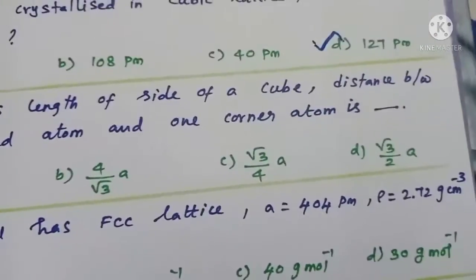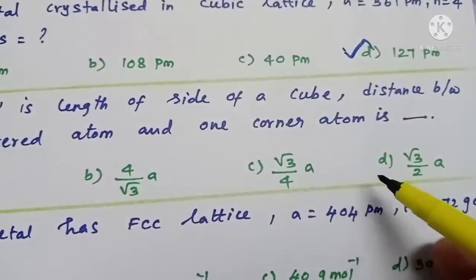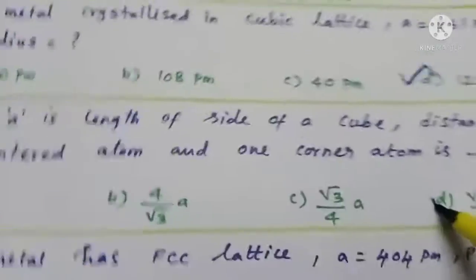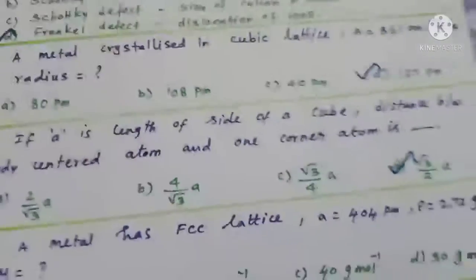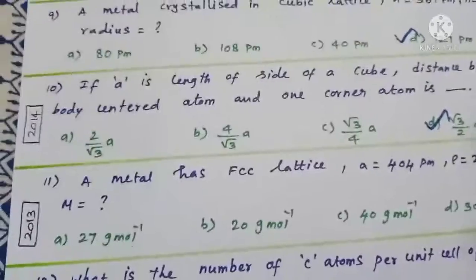So look at the options. Root 3a divided by 2. Probably option D will be the answer. That is the right answer. So now we go for question number 11.